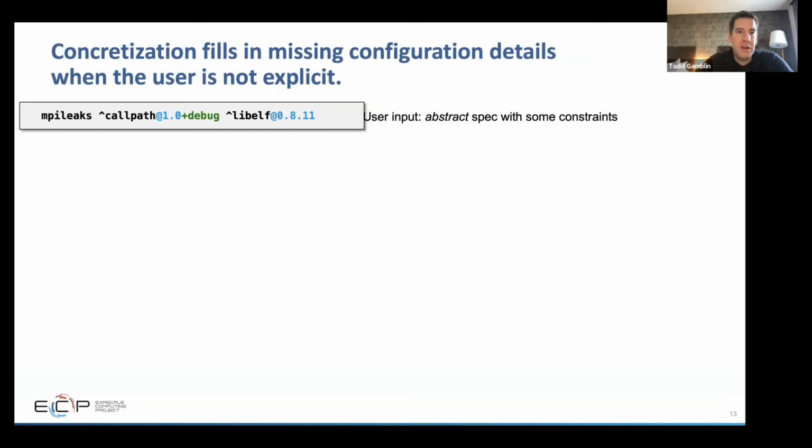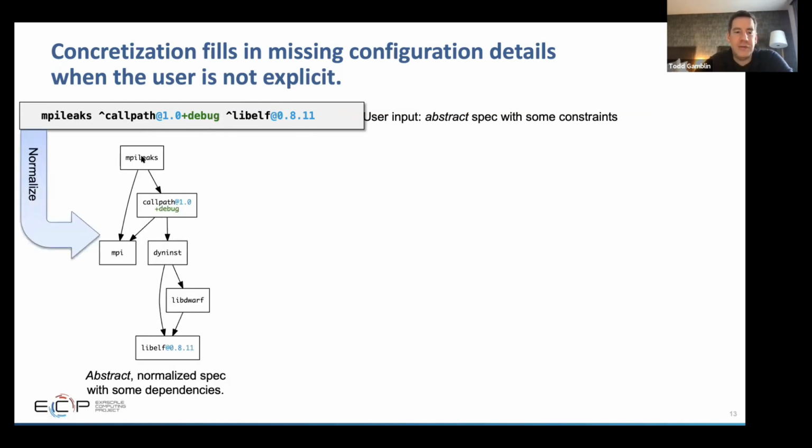All right. The process of converting from this up here, the command line syntax that Spack uses, to something that we can actually build is called concretization. And so essentially what happens with Spack is you would say you install this thing, mpileaks with the callpath library at version 1.0 with the debug option enabled, and libelf at this version. We'll take that and generate an abstract graph where the details are not filled in.